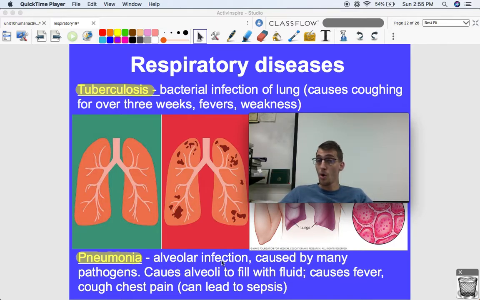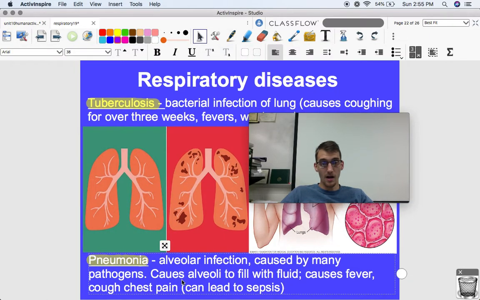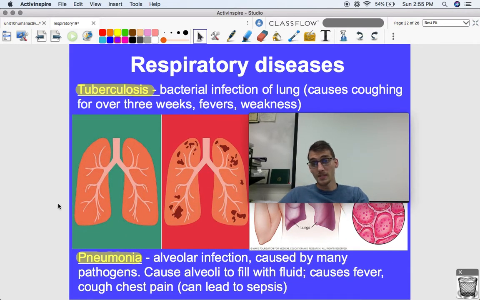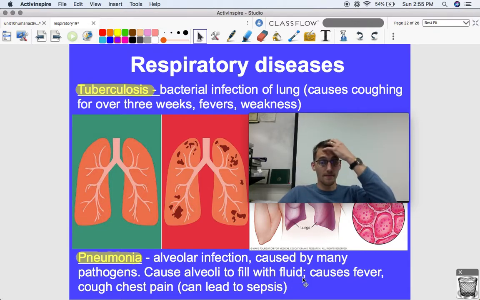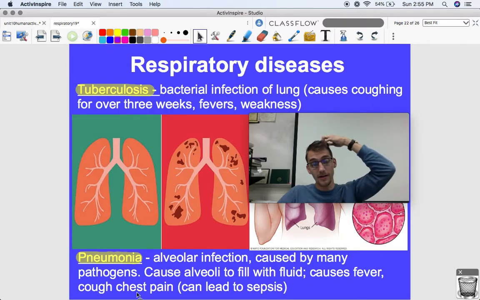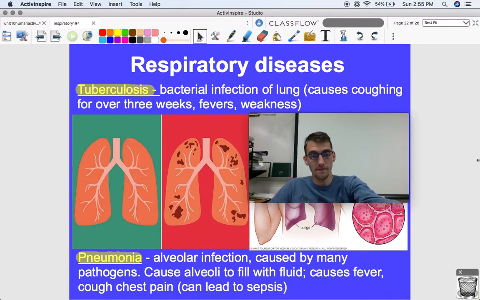When COVID gets complicated, in bad cases, you can end up with pneumonia. What this can cause is the alveoli to fill with fluid, and once they're filled with fluid, it makes it really tough to breathe. You need to get rid of that fluid somehow, and pneumonia can cause a fever, and it can cause a lot of chest pain and a cough.